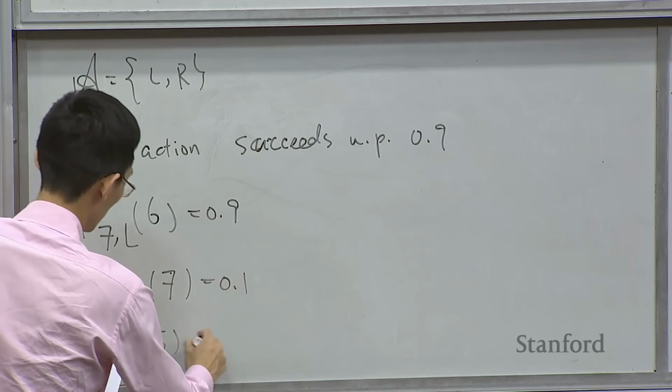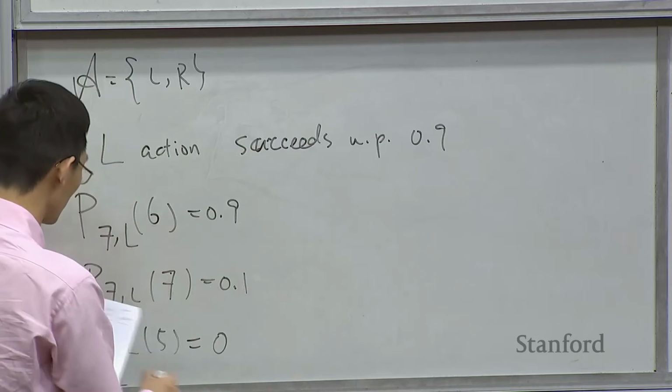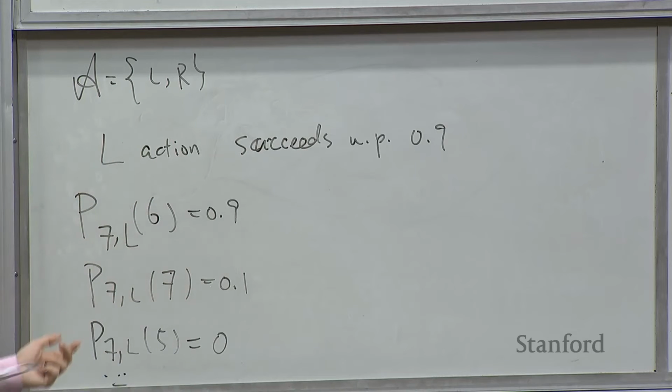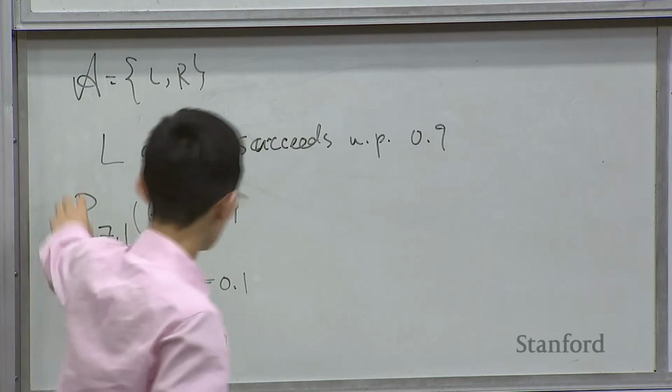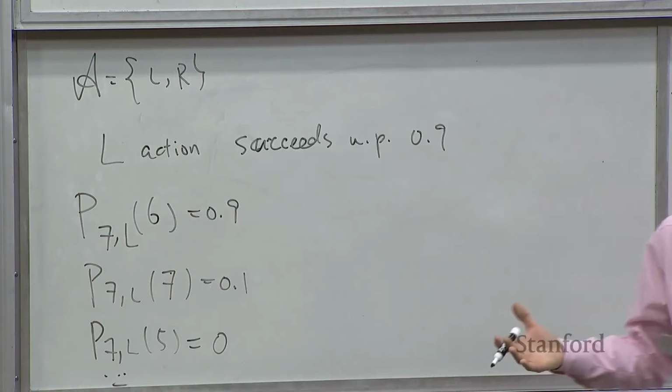For example, you're going to arrive at 5 with 0 chance, and you're going to arrive other places with 0 chance. So that's one example of the transition dynamics.